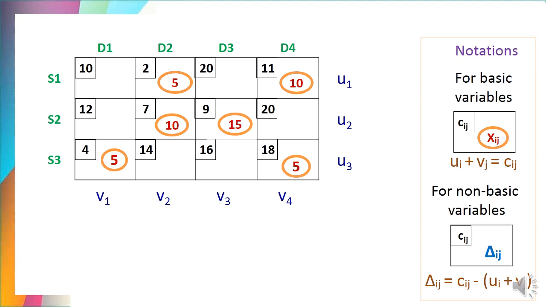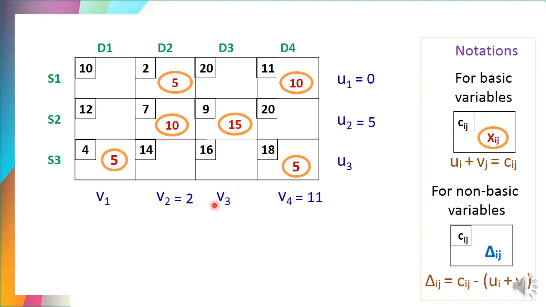The modified allocations are as follows. Now let us find whether the solution is optimal or not. Let us find the values for u's and v's by using the expression ui plus vj is equal to cij. Assign u1 equal to 0. We get v2 equal to 2, we get v4 equal to 11, and then we can find u2 equal to 5.